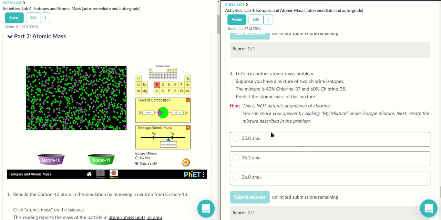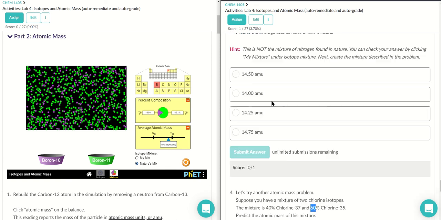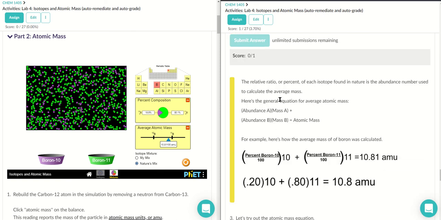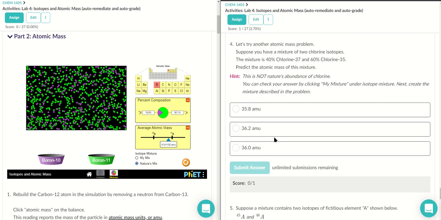So, for example, here, you're trying to get the atomic mass. You have to convert this 40% to a decimal, so 0.40 times 37, and then 0.60 times 35. Multiply each of those separately, and then add them, and then that would give you your atomic mass. So please refer to this example. It's a really good example. It lays it out for you real quick. And here's the general equation if you need that. Okay, so you have all the resources here if you need them.